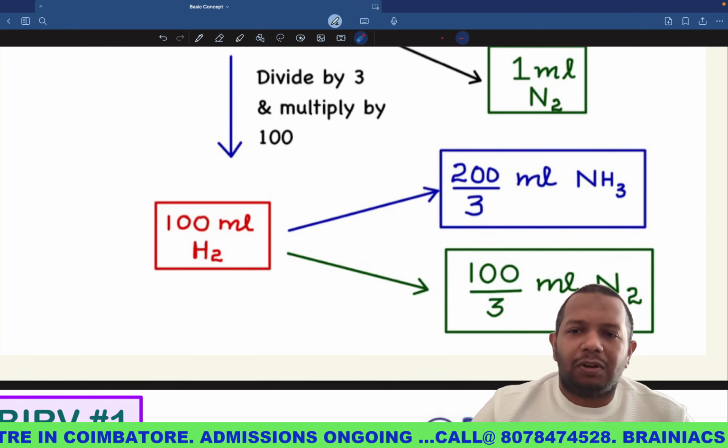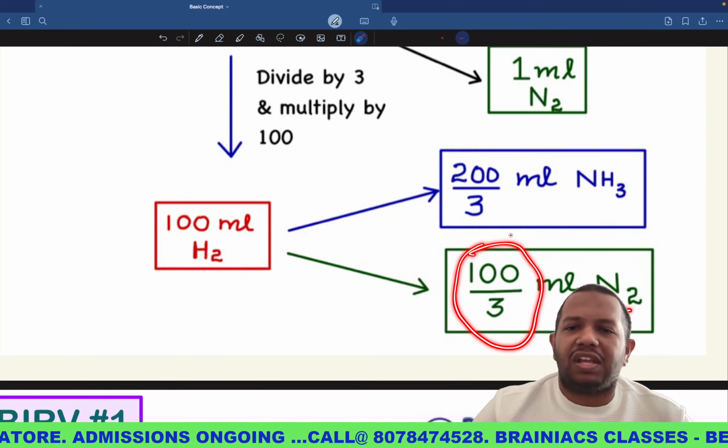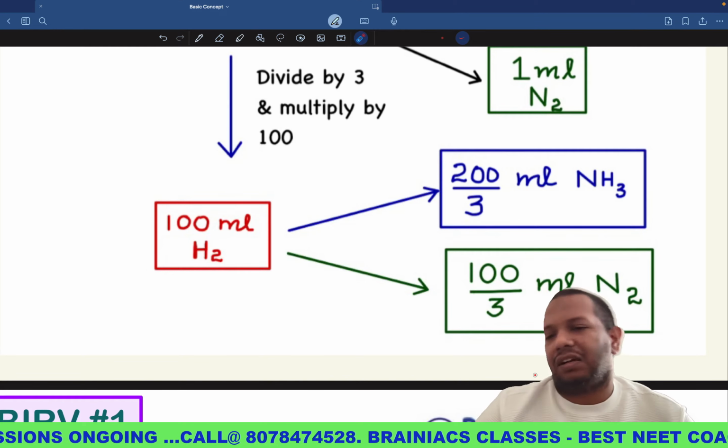For that, how much ml of nitrogen is consumed? 100 by 3 ml of nitrogen is consumed.